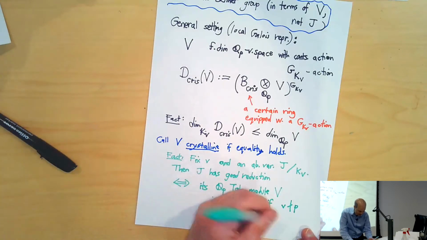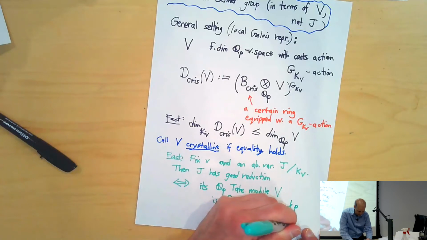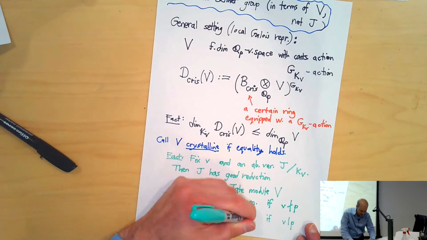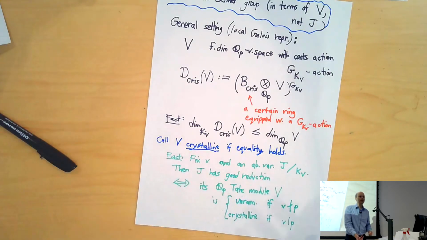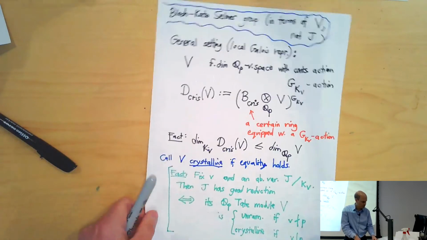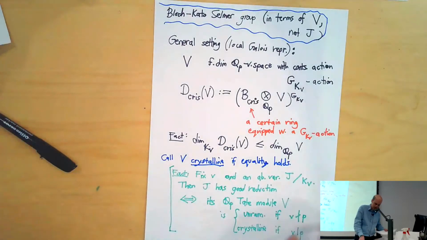But then you can ask, what's the right condition if you're at a place where V does divide p? And the answer is crystalline. In this case, if you're over a local field of residue characteristic p, and you take the p-adic Tate module, then it will be ramified usually, but it will be not too bad, and that's what crystalline means. So that's one way in which these crystalline representations come up. But we're going to use them for something slightly different.